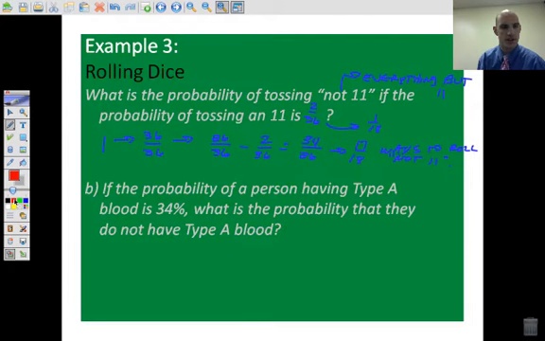So in B, let's think about this. I'll use red because it's blood type. The probability of a person having type A blood is 34%. What's the probability that they do not have type A blood? Well, there's a 100% chance that they have blood. So that's the 1. Remember we talked about in probability, the 1 is the event that something happens. Well, they have blood, and we're going to subtract the probability that they have type A blood. So 34%. Really what this is saying is 100% chance that they have blood minus 34% chance that they have type A.